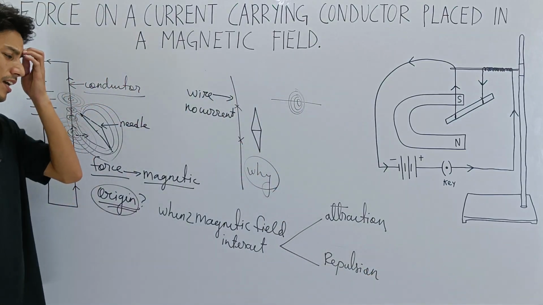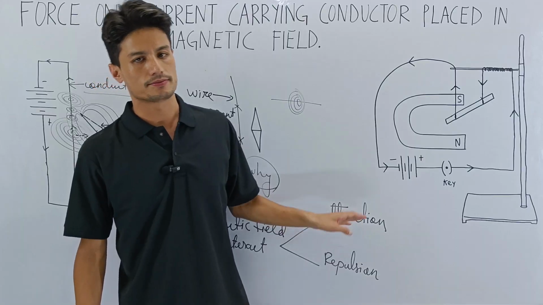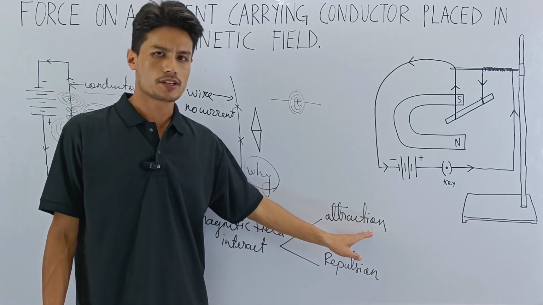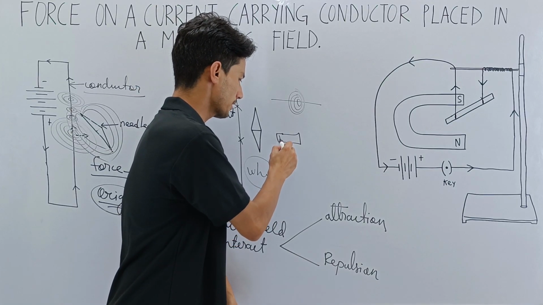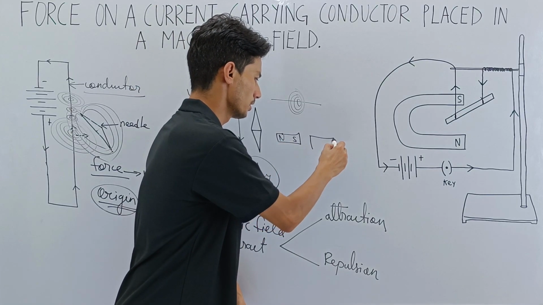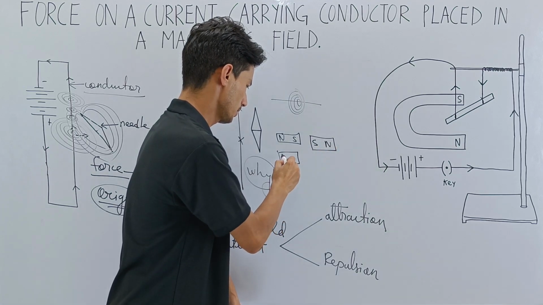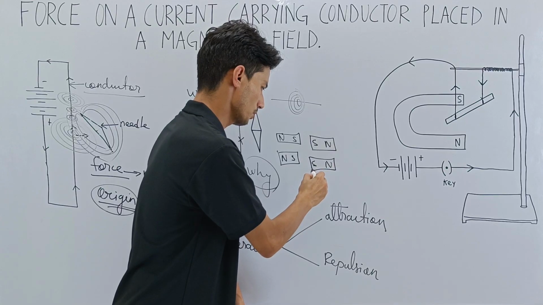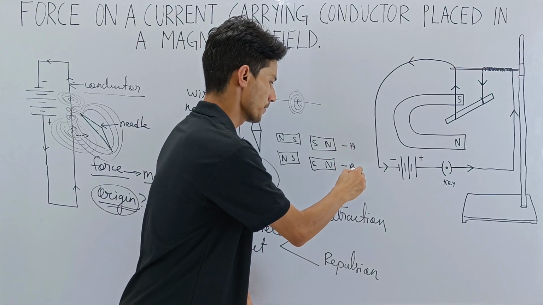Now, when will it be attraction? Can anybody tell me, my dear students? We are all familiar with magnets, isn't it? Every magnet has got two poles, north and south. So this is A, this is B.